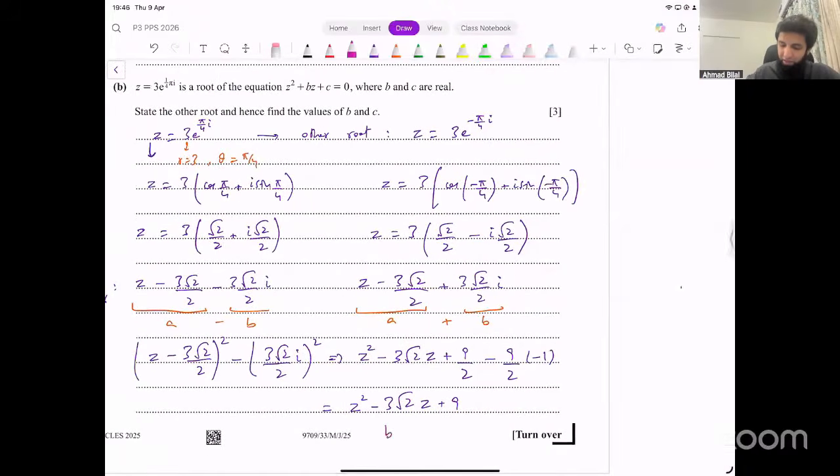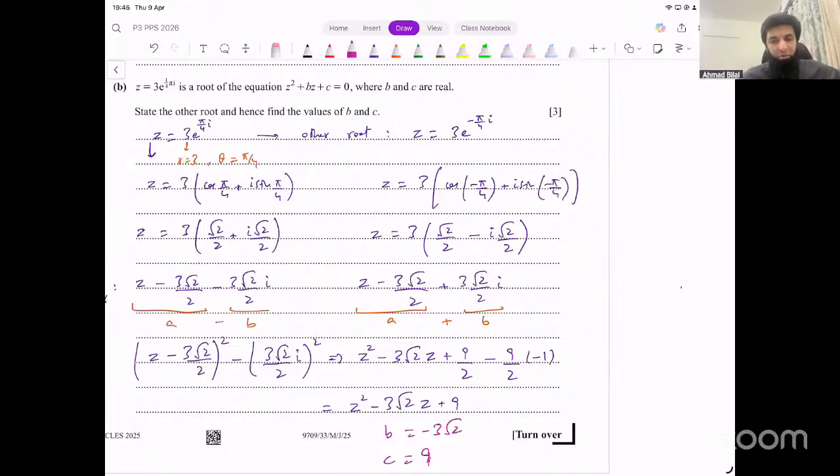The value for b, that's the second term, turns out to be negative 3 under root 2, and the value of c, the constant term, turns out to be 9. That is what we were looking for. b is minus 3 under root 2 and c is equal to 9. Okay, makes sense, right?